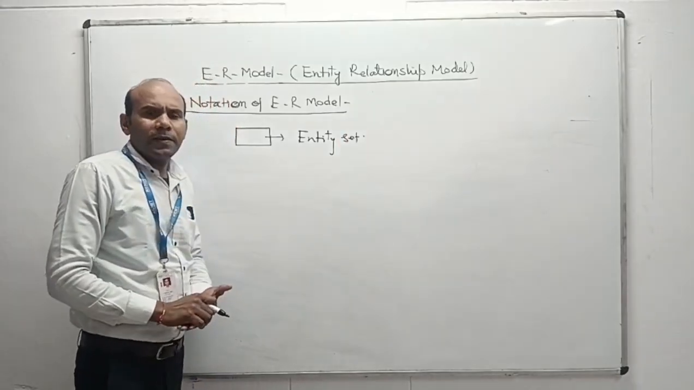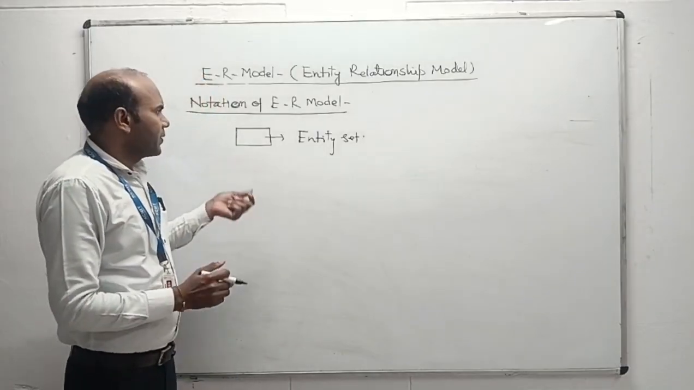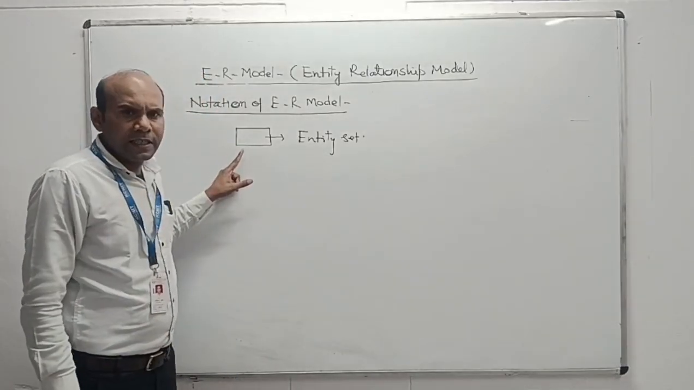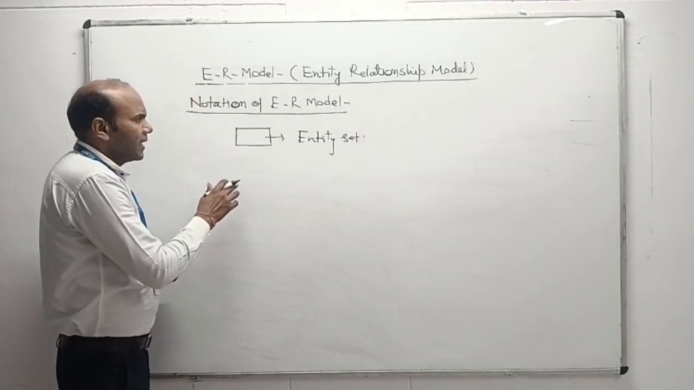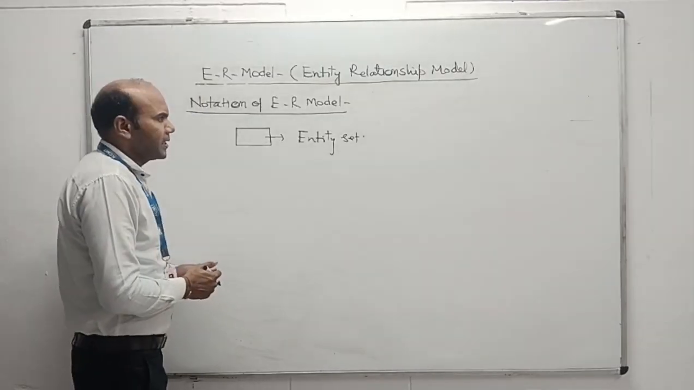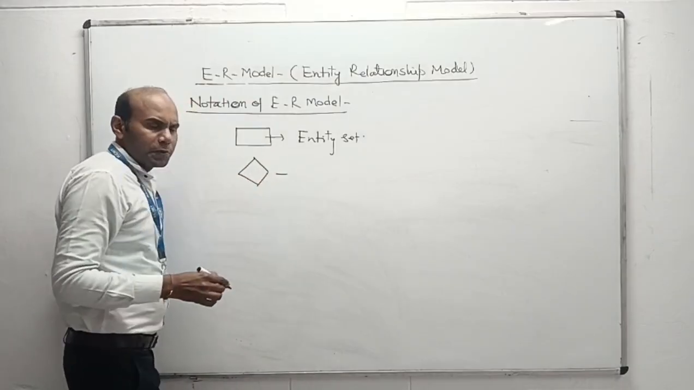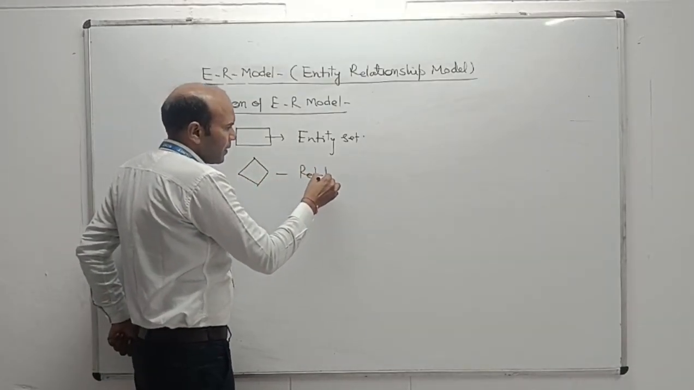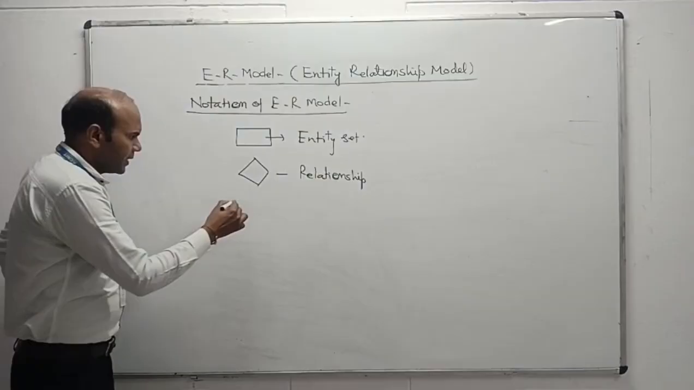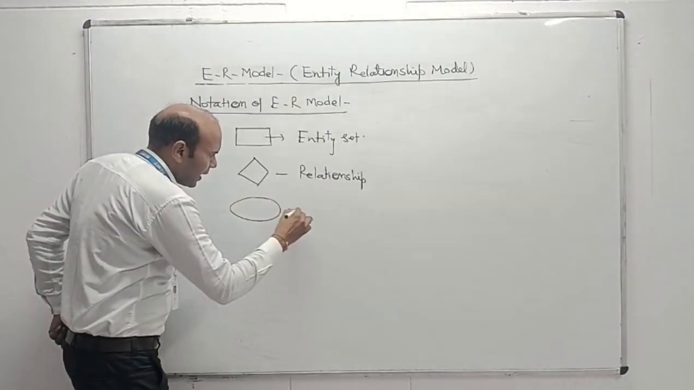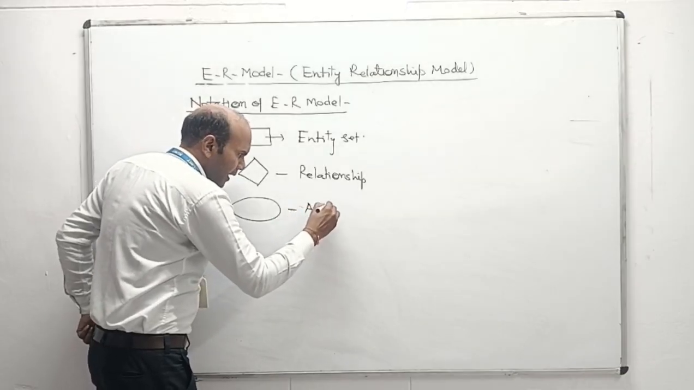Basically, what is entity? Entity is a real thing or object which exists in this real world. Suppose you want to discuss entities like students, teacher, school, colleges, these are the entities that are associated with different entity sets using the diamond symbol. This is used for the relationship, and this is the attribute symbol, an oval or ellipse, for representing the attributes.